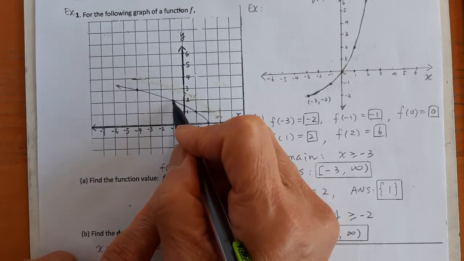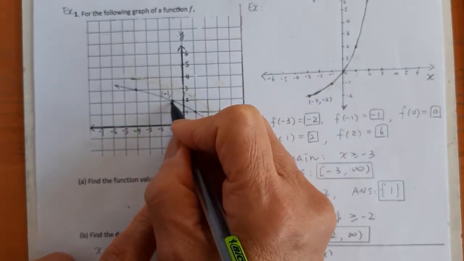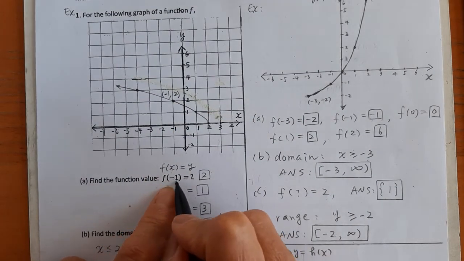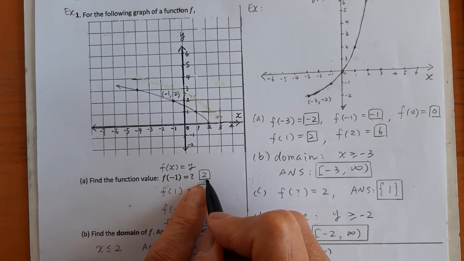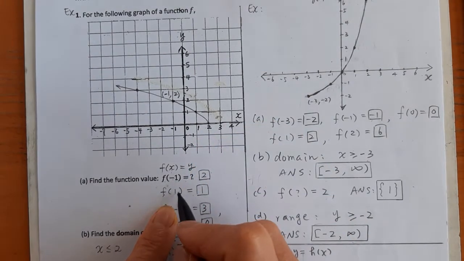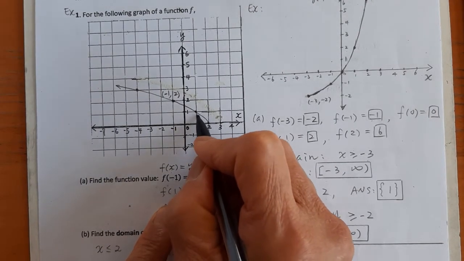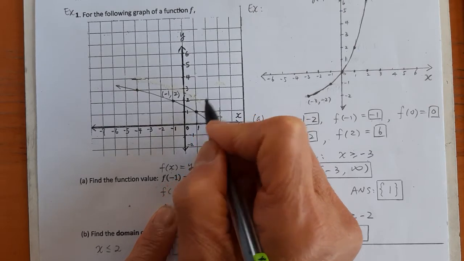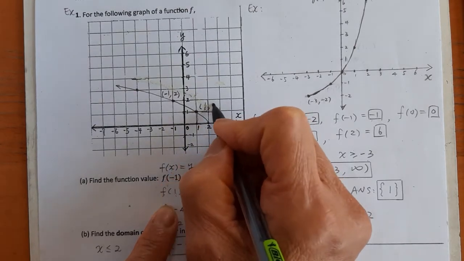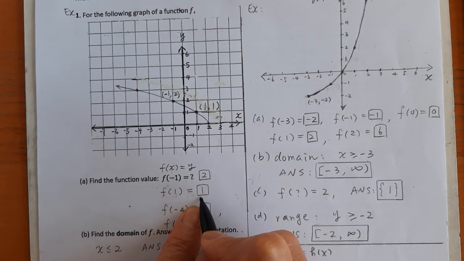On the curve, the x coordinate is -1 and the y coordinate is 2. So f of -1 equals 2. What is f of 1? The x coordinate is 1, and then we go to the curve at this point. The x coordinate is 1 and the y coordinate is 1. So f of 1 equals 1.